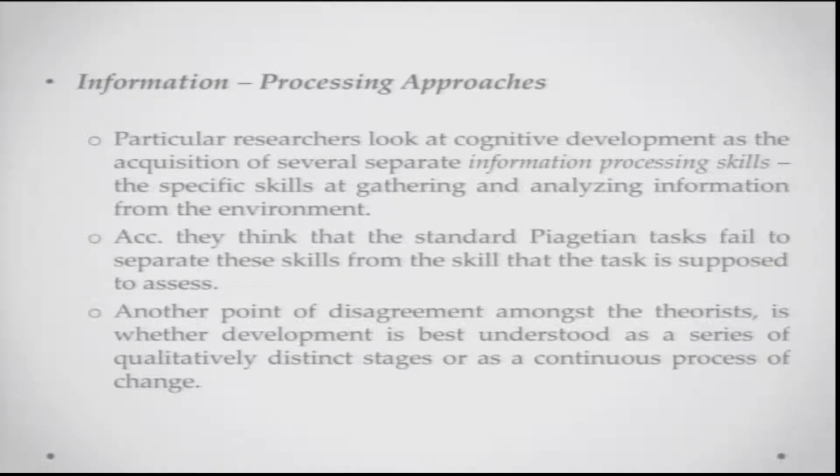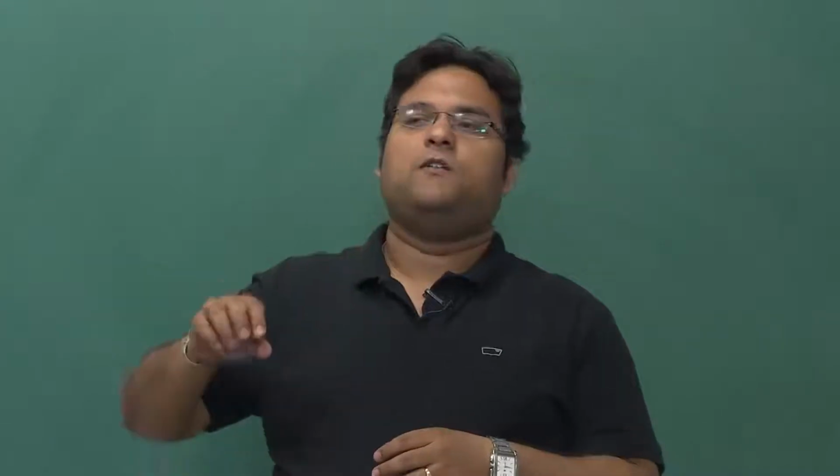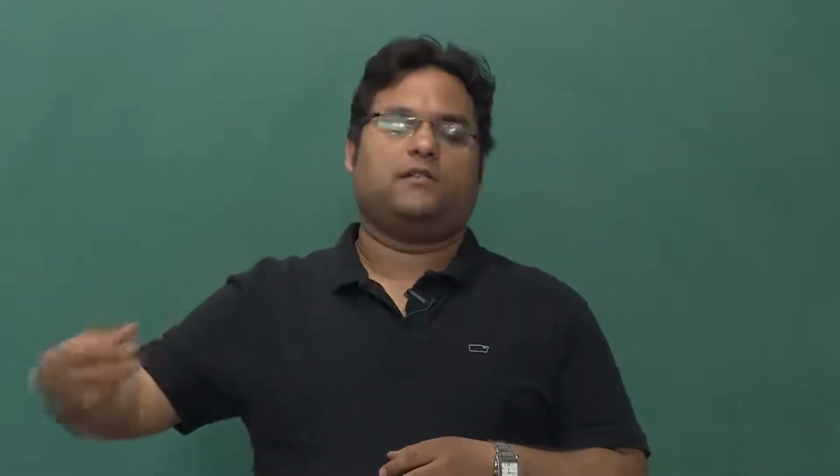So they think that the standard Piagetian tasks, such as conservation of number and object permanence, fail to separate the skills from the skill that the task is supposed to assess. They were saying that a lot of things Piaget was asking these children to do could be done by so many different skills. So the explanation could be varied, and in that sense it does not really tease apart the skill that you are actually focusing on.